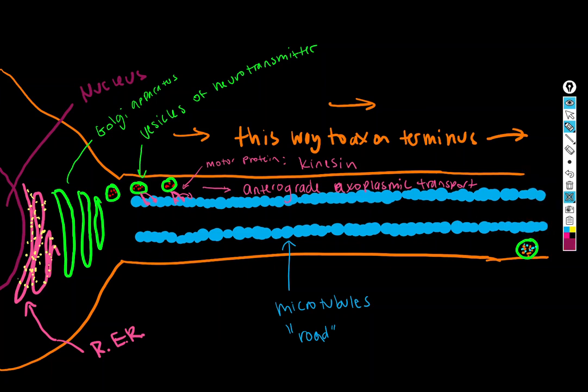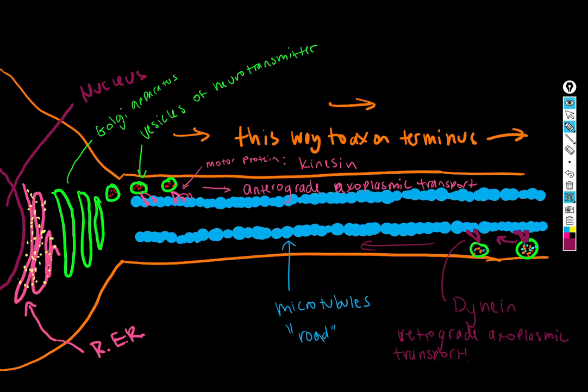So we're going to walk those back using a different motor protein called dynein, and it does the same thing. So it walks in the same manner, but it walks in the opposite direction. So let's label that. Dynein performs retrograde axoplasmic transport. So moving things away from the end of the cell towards the cell body.